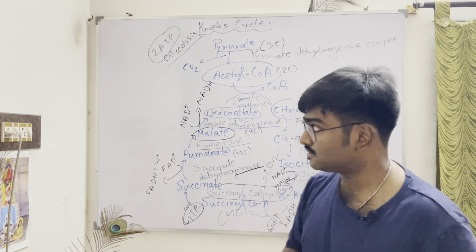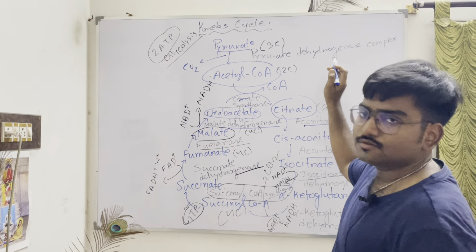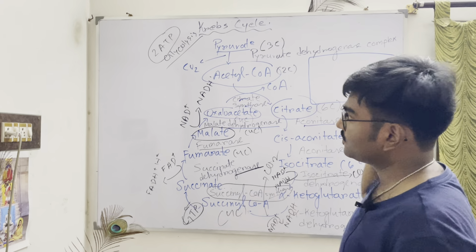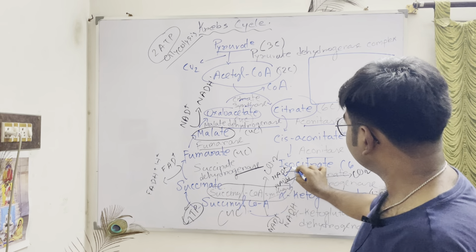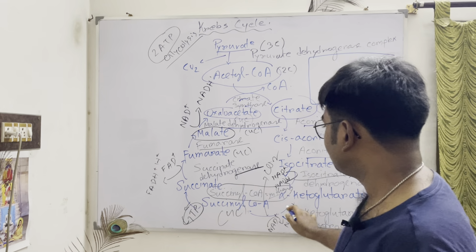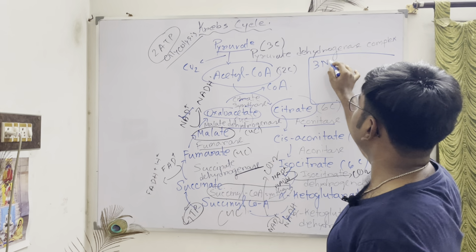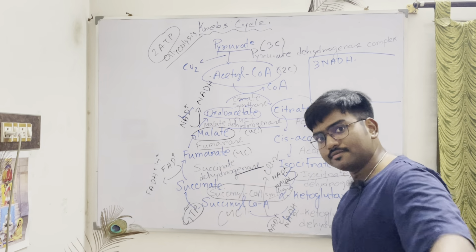mitochondria of eukaryotic cells? Look, let us count together. So try to observe this box very carefully. How many NADH molecules are there? 1, 2 and 3. Yes or no? So I got 3 NADH. Yes or no? Yes sir.